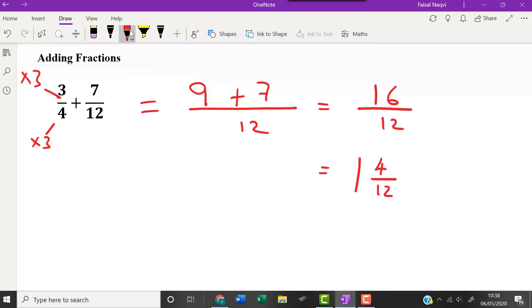And again, I've got to say, can I simplify this any further? Well, yes, I can. I know 4 can be divided by 4 once, and 12 can be divided by 4 3 times. So my final answer is 1 1/3.